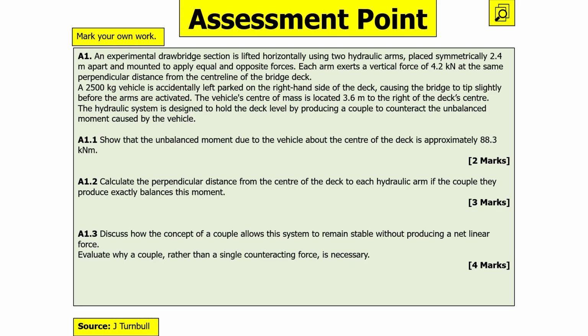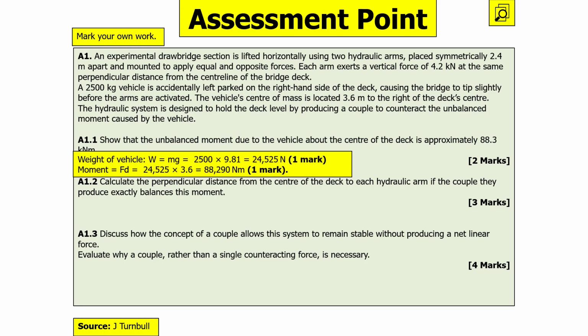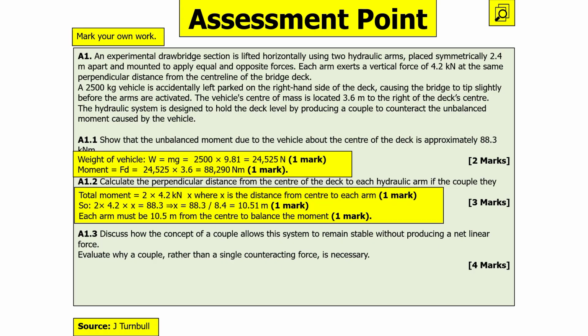In our first question, we can say that the weight of the vehicle is mass times gravity, so it's 2,500 times 9.81. So the value for the weight is 24,525 newtons. Moment is force times distance, so we multiply this by 3.6 meters, so we get a moment of 88,290 newton meters. Next, we know that the total moment is 2 times 4.2 kilonewtons times x, where x is the distance from the centre to each arm.